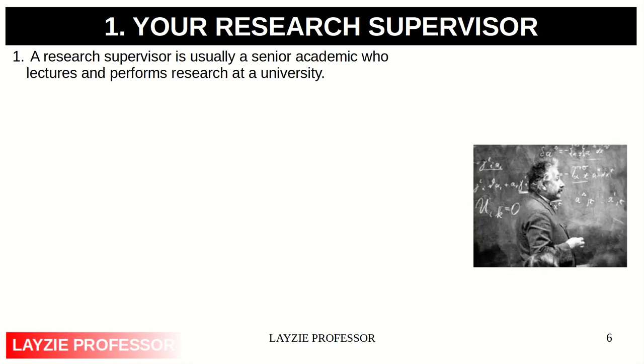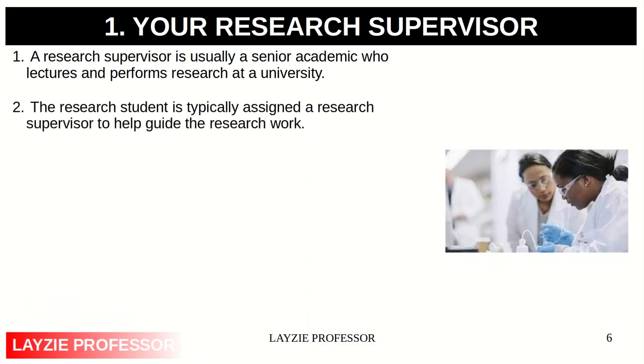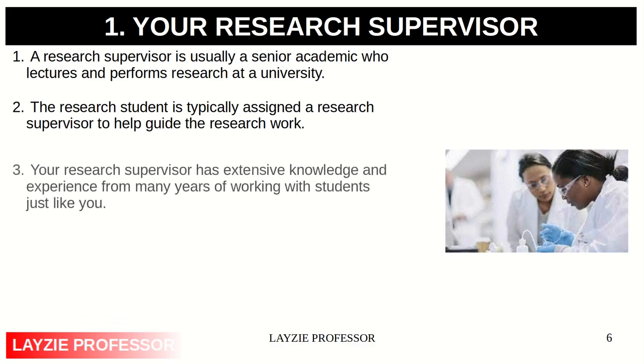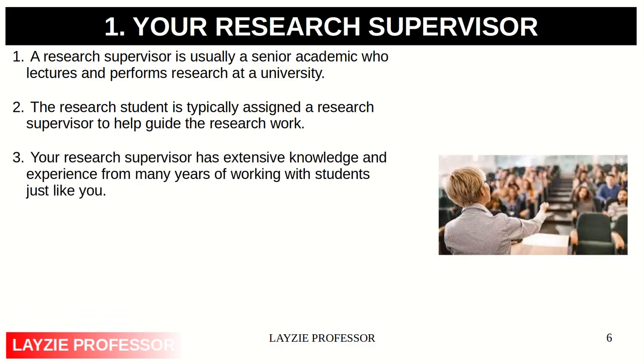A research supervisor is usually a senior academic who teaches at a university or who also performs research at a university. The research student at the beginning of the research process would usually be assigned a supervisor, and the role of the supervisor is to help guide you through the research work. The reason why your supervisor will be given to you to guide you through the research work is that your supervisor has extensive knowledge and experience from so many years of working with other students just like you, and your supervisor has also gone through the process before. So the experiences that a supervisor has can be very, very important for you.